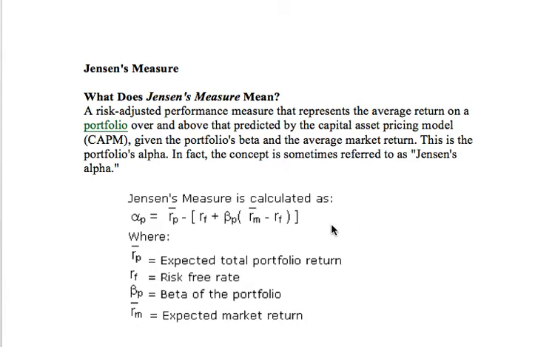So when we look at this risk-free rate plus beta times the quantity of the market rate of return minus the risk-free rate of return, this right here is really what we mean when I'm making reference to the risk-adjusted rate of return.